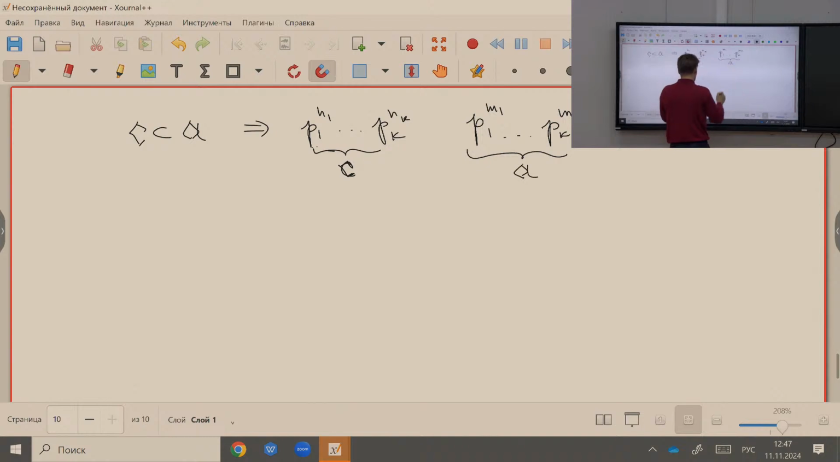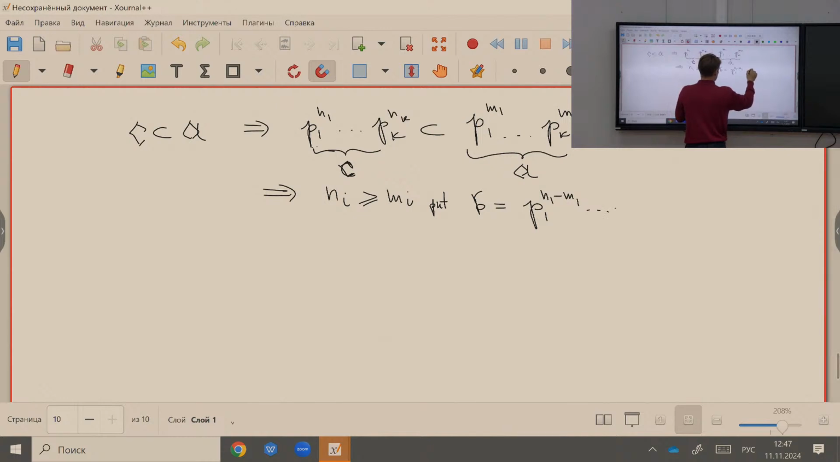So you have the following property: if you have such an inclusion, then you should have inclusion on all powers, by the uniqueness. This implies that the n_i's are bigger or equal than the m_i's, and B can be taken as p_1 to the power n_1 minus m_1, and so on, p_k to the power n_k minus m_k.